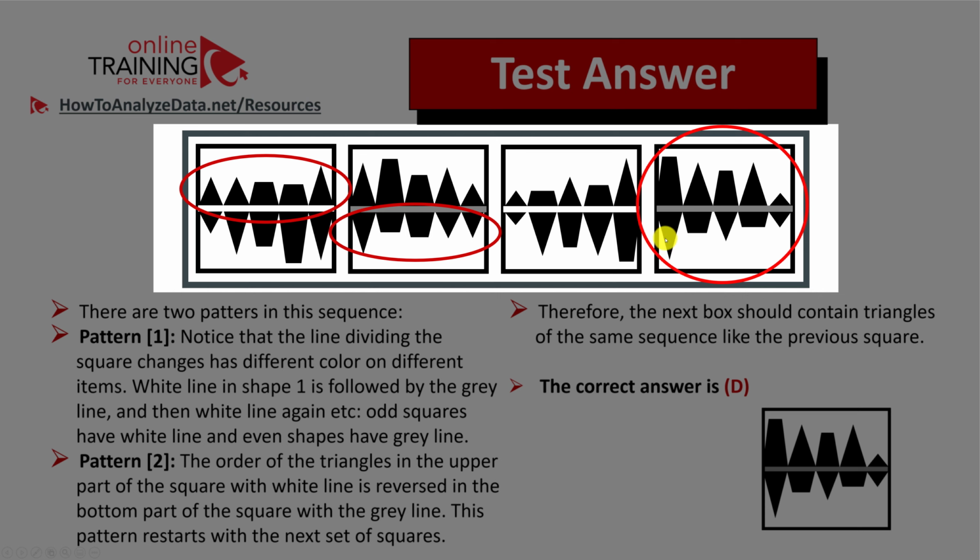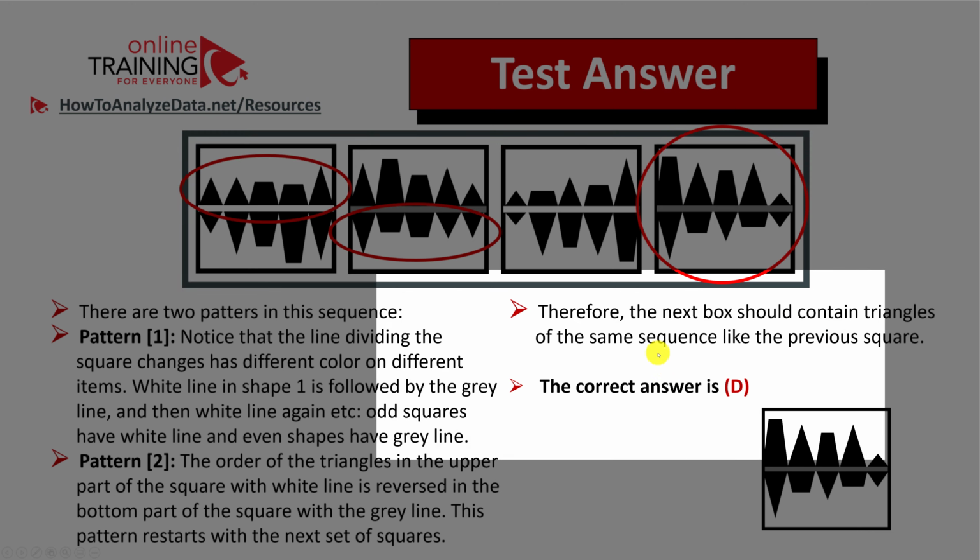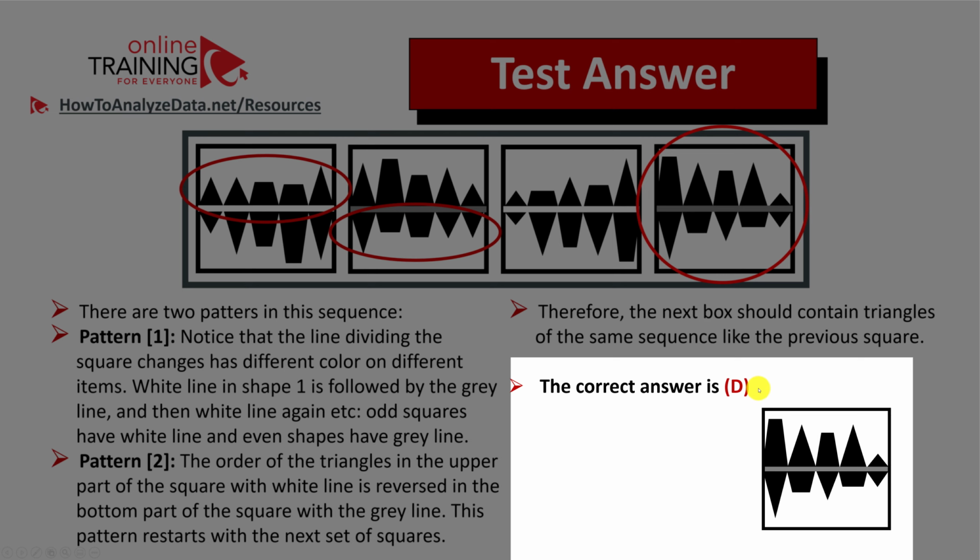So to find the correct answer here, you need to look for the shape with the gray line that has the top line shapes in the top part of the square 3, repeated in the reverse order in the bottom part of the shape 4. Hopefully you've nailed this question, and the correct answer here is choice D. And I truly hope that now you know how to answer similar problems on the test.